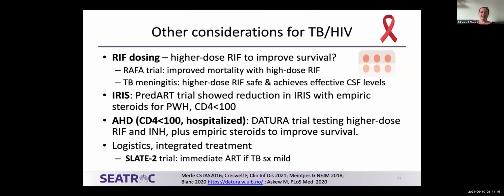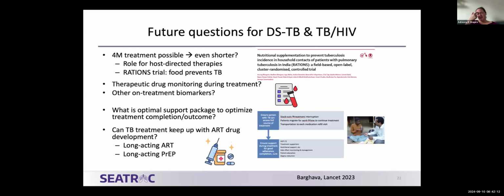There's many other considerations with treating TB and HIV together. Some evidence that using higher doses of rifampin might be more effective. There have been studies showing that people with advanced HIV disease with CD4 less than 100 benefit from getting empiric prednisone. That was the PREDART trial. And there's ongoing studies looking at ways to optimize, particularly for people with advanced HIV disease, treatment to reduce mortality from TB and HIV.